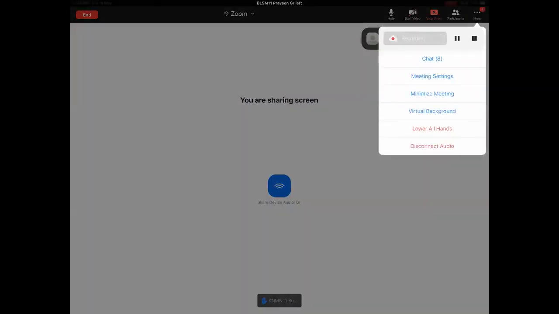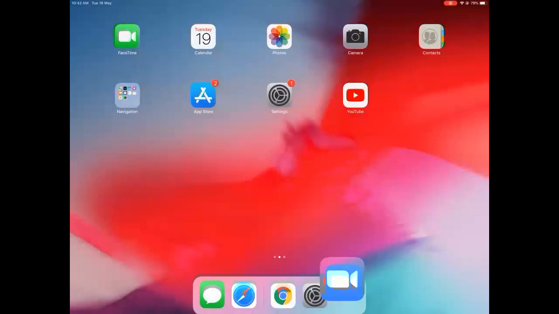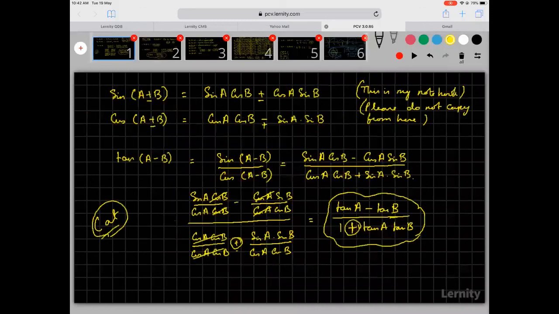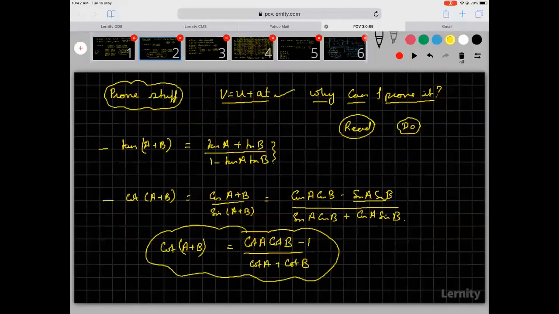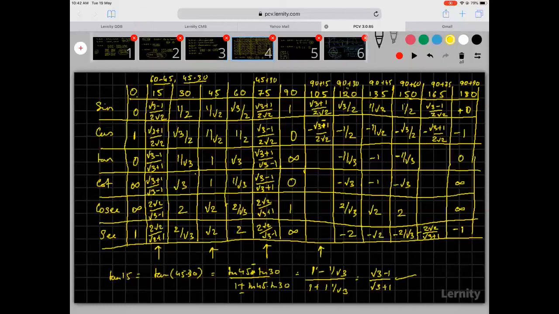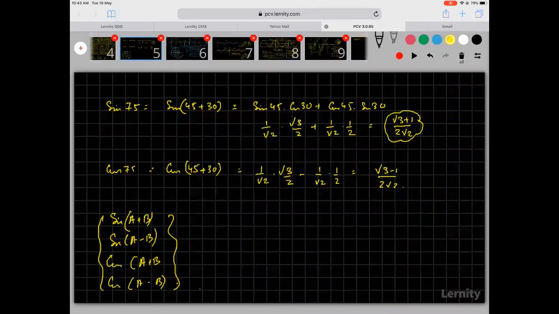Okay, can you show, if I've shown the slides from the beginning, show first slide. First slide I will show. Here is the first slide. Here is the second slide. Here is the third slide. Here is the fourth slide. Here is the fifth slide. Here is the sixth slide.